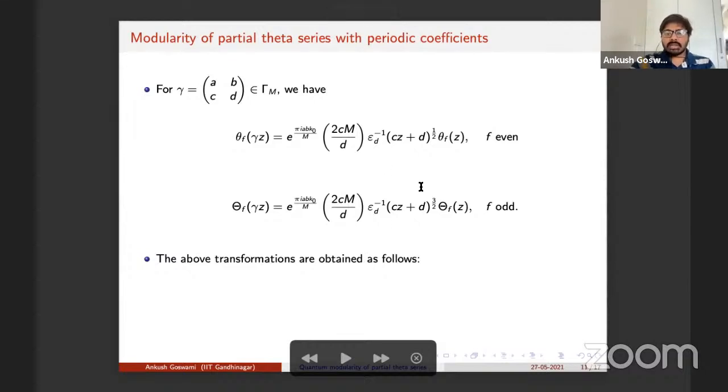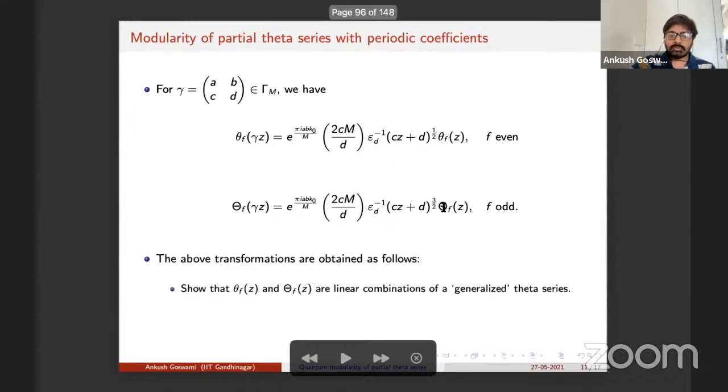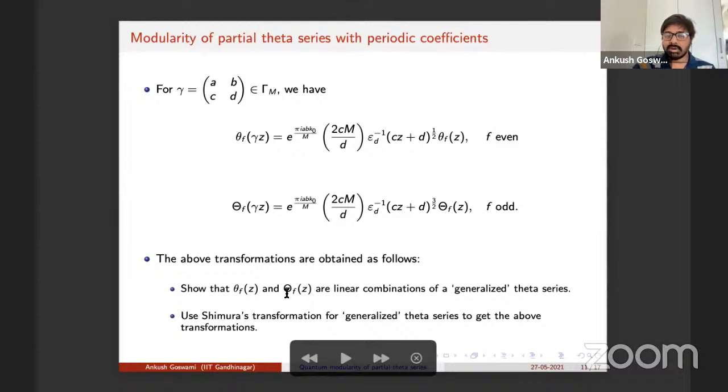To obtain these transformations, you first have to show that both of these partial theta series, small theta sub f and capital theta sub f, are linear combinations of generalized theta series that Shimura considered in his paper. Then you use the transformation properties of generalized theta series that Shimura obtained to find the transformation properties for the small theta f of z function and the capital theta sub f of z function.